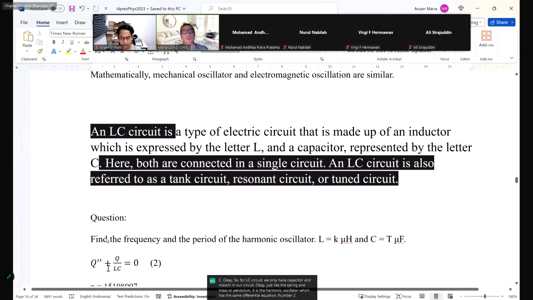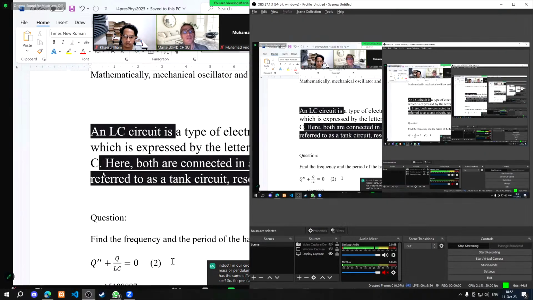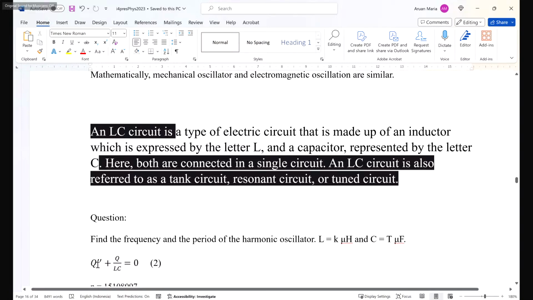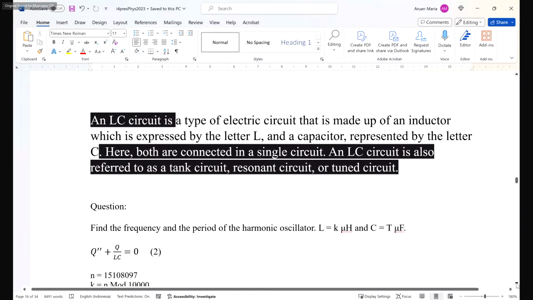Just like the spring and mass or pendulum, it is a harmonic oscillator which has the same differential equation number 2. Can you see? So for the pendulum and harmonic oscillator in mechanics, we had the y coordinate unknown. And here we have charge unknown. So Q is the charge. So the second derivative of charge plus charge divided by capacitance times inductance is equal to 0. And this is the same differential equation.